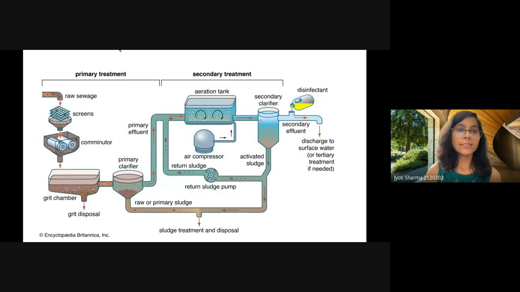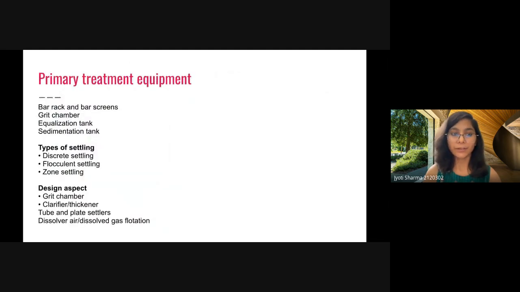Okay. This is what we have learned. We started from primary treatment, then we went to secondary treatment, and now this week we will talk about tertiary treatment, or we can also say advanced treatment. Let me give you a little brief: in primary treatment we talked about different bar racks, bar screens, then grit chamber, equalization tank, sedimentation tank, and we also solved some numericals on what kind of dimensions we should have for that particular tank.